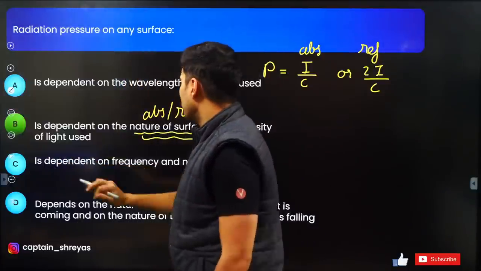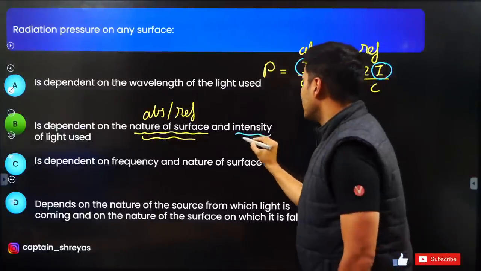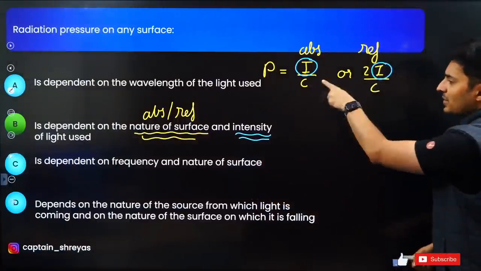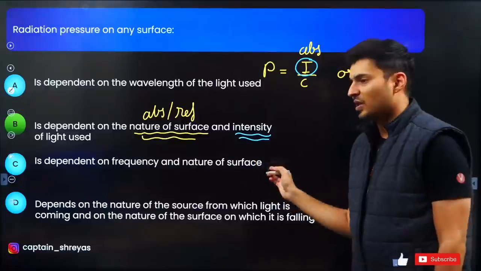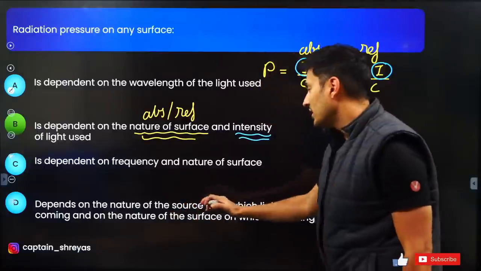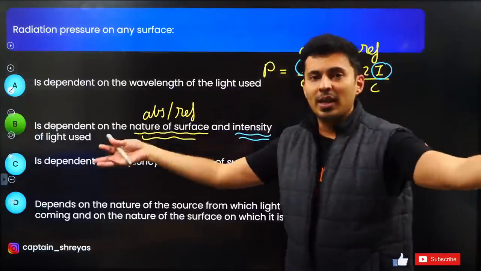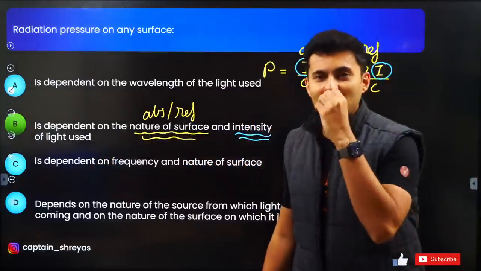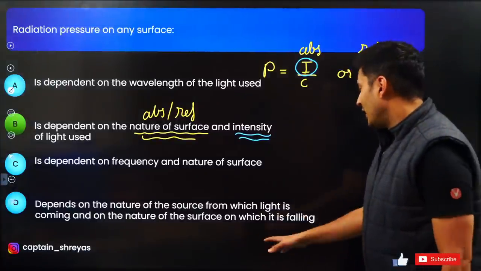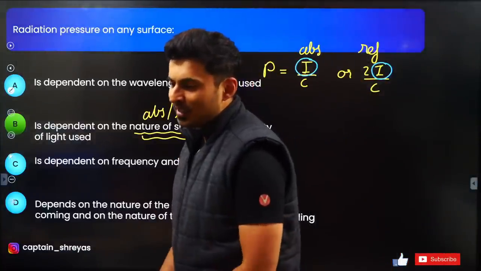The second point, intensity of the light used. Definitely, intensity is there over here. So intensity also matters. It's dependent on frequency? There is no frequency over here. So intensity and the nature, that's all, guys. D, depends on nature of the source? No, it does not depend on the nature of the source. It can come from a lamp, it can come from a candle, it can come from an LED, doesn't matter. Light is light. So it does not depend on the source, okay? It does depend on the nature of the surface, but not on the source for sure. I hope this is clear.